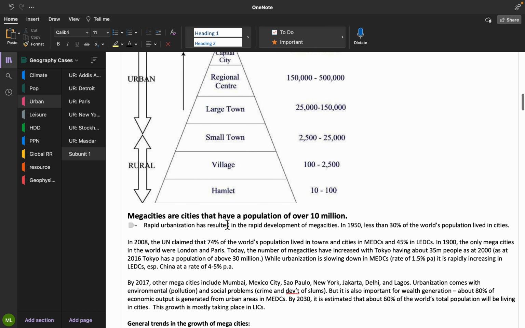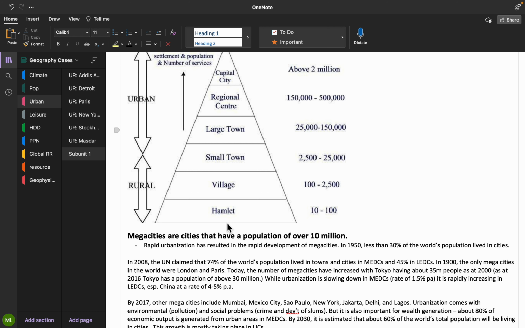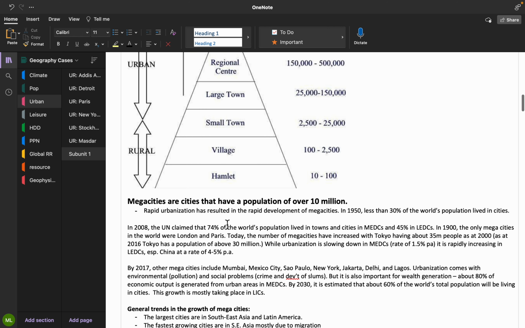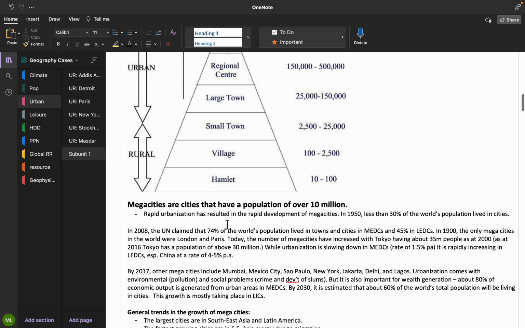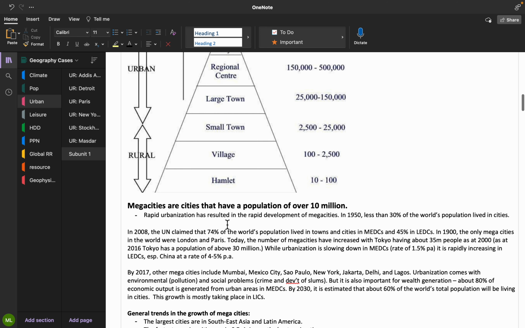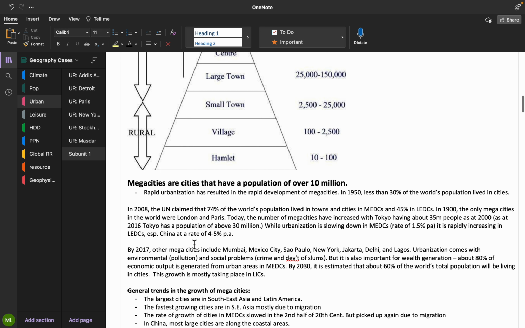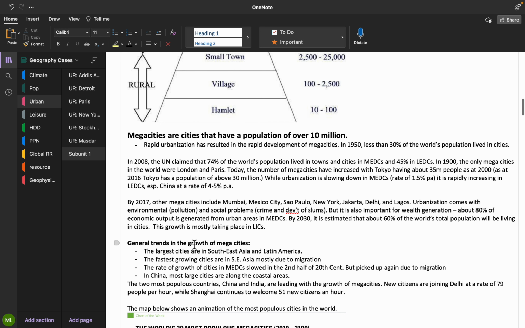And one thing that's missing here, at the very tip top of the pyramid, is megacities. Megacities are cities that have a population of over 10 million. So Tokyo is a megacity, and I believe Shanghai is also a megacity. The rapid urbanization has resulted in the rapid development of megacities. In 1950, less than 30% of the world's population lived in cities, but now more than half live in cities.